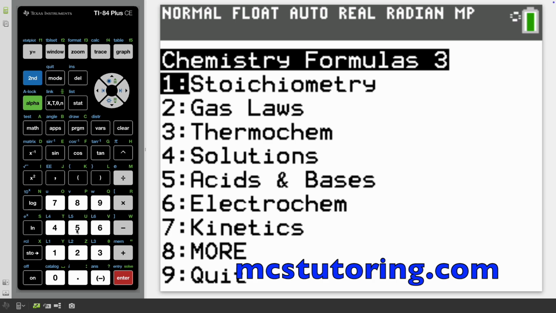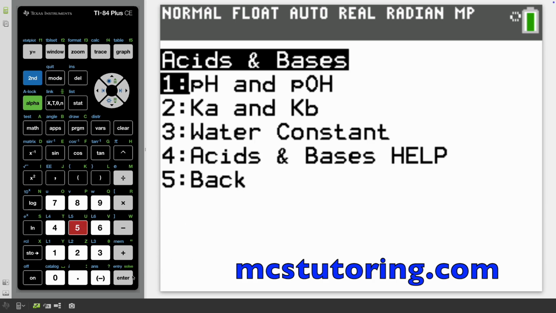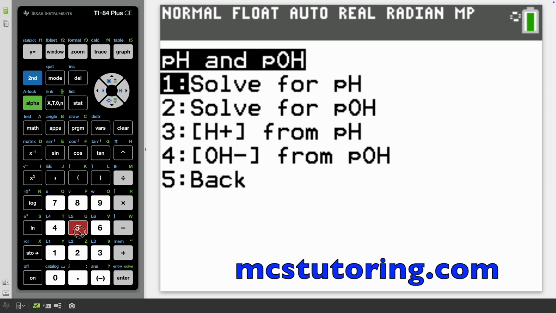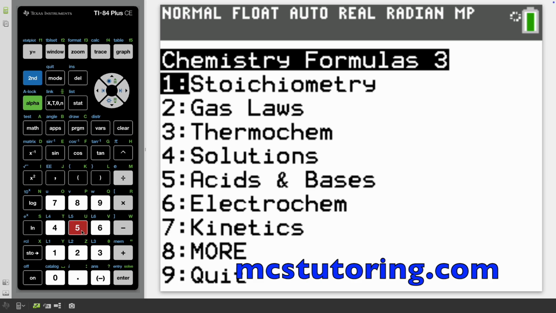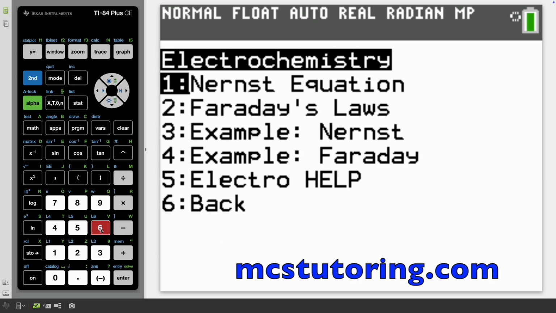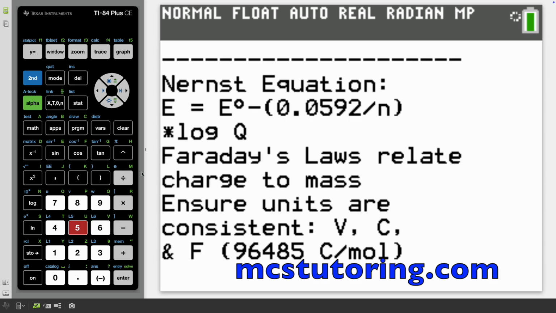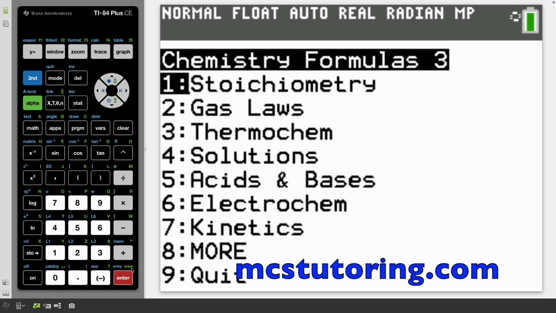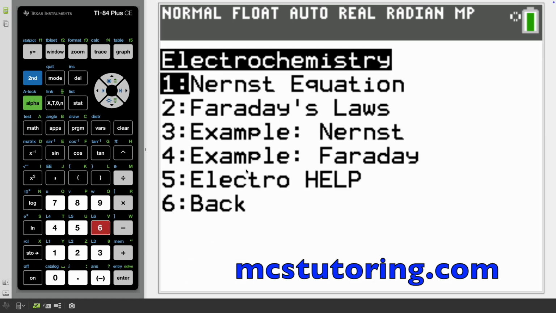Let's go electrochemistry. Sorry, electrochemistry 6. Nernst equation, Faraday's laws, example of Nernst, example of Faraday, electrohelp. Let's go electrohelp. Nernst equation is this. I don't even know what these units are anymore. I'm so lost. I'm more of a math guy. But I will go to electrochemistry. Wait, I can't go to negative. I'll go to 6. Let's do actually a Nernst equation thing.